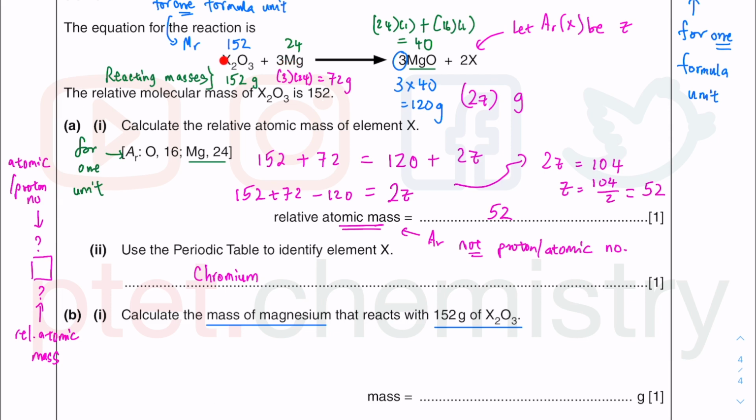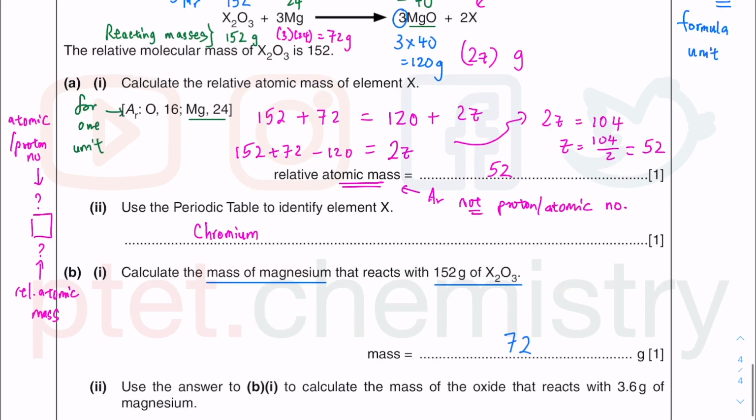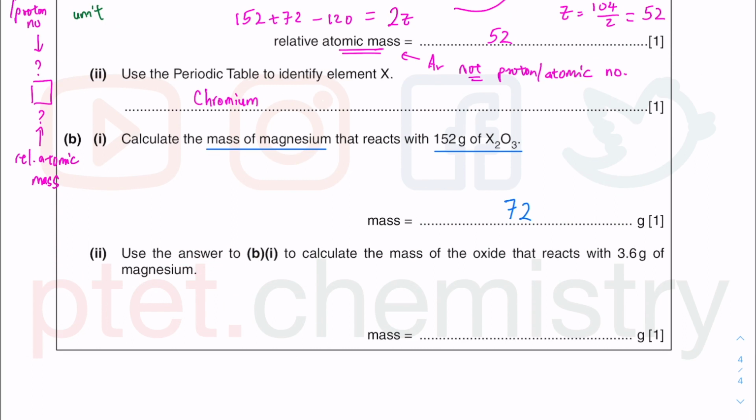Well, there's 3 magnesium that reacts with it. So we already calculated 3 times 24, so the answer there must be 72 gram, because we have done all the hard work. The calculation is similar. They can just ask you using different words, or as a fill in the blank, but it's the same idea, because 152 gram reacted with 72 gram, giving you this much gram of MgO, and 2X, which is 2 times 52 gram of that X there. Use the answer to B part 1 to calculate the mass of the oxide that reacts with 3.6 gram of magnesium. So they want you to use your answer to B part 1.